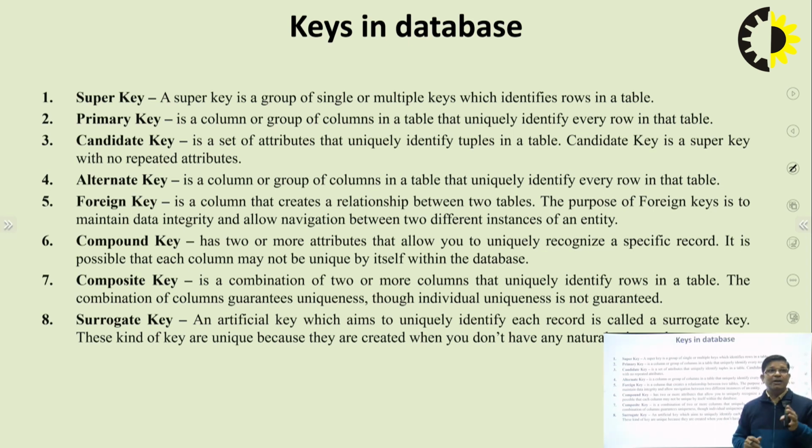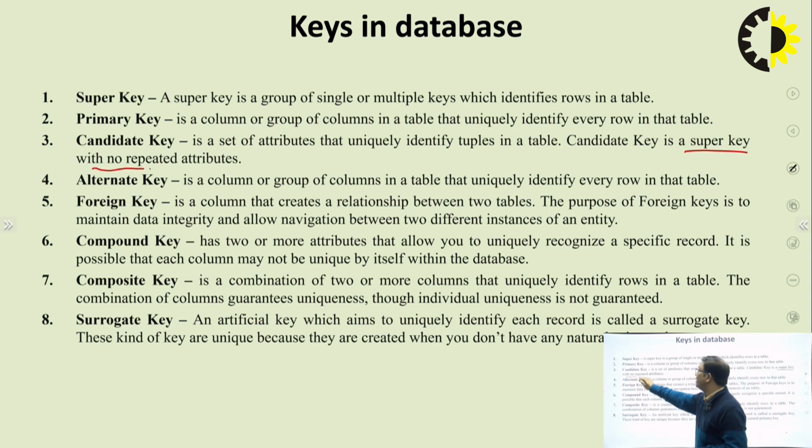Primary key is a column or group of columns, or we can say a group of single or multiple columns or attributes in a table, that uniquely identify each and every row in that particular entity. Candidate key is a set of attributes that uniquely identify tuples in a table. A candidate key is a super key with no repeated attributes.